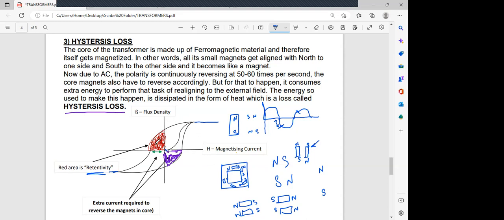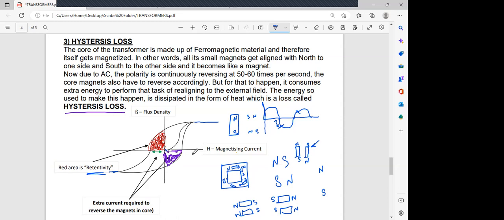So this entire curve is called the hysteresis curve, and the area in between is representative of the loss. And that is what is called the hysteresis loss. So ideally you want this particular curve, this particular diagram, to have as slim an area as possible.